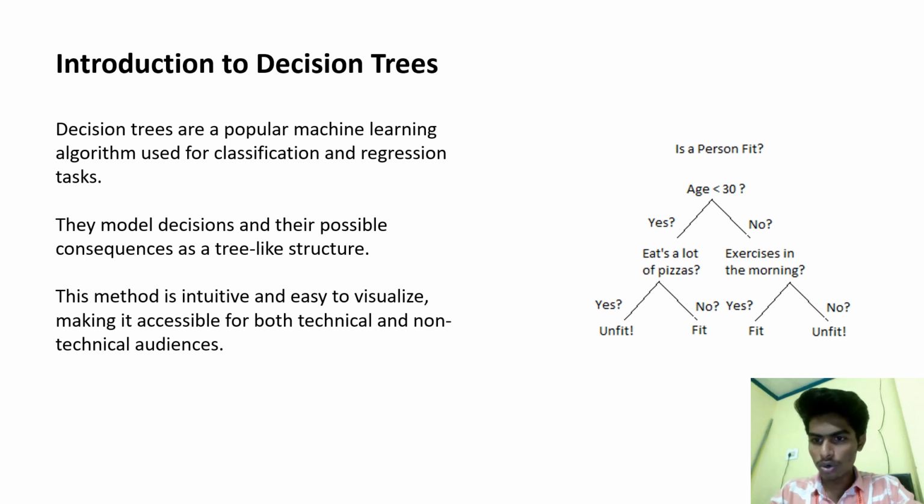Here, going through the no option means going to another decision node: exercises in the morning. If the age is over 30, we change the decision and ask the question, does he exercise in the morning? If he does the exercise in the morning, then it goes to yes, and he will be fit. If he doesn't, then it is no, and he is unfit.